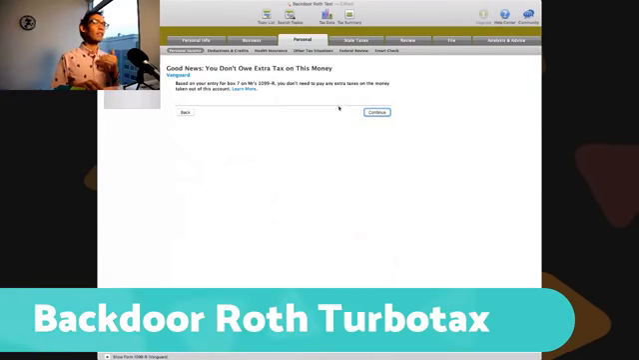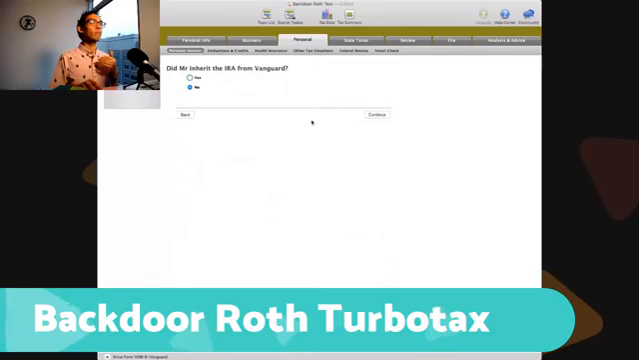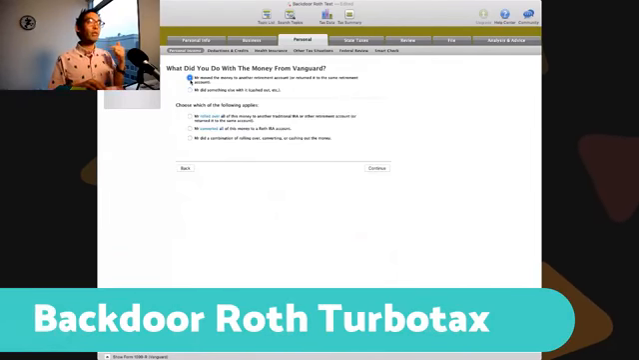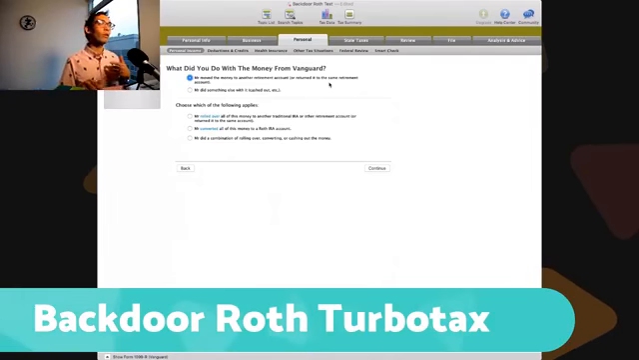Fantastic. Continue. Did Mr. 39.6 inherit the IRA? Nope. What did you do with the money from Vanguard? So this is key. You have to choose the first button where it says Mr. 39.6 moved the money to another retirement account or returned it to the same one.